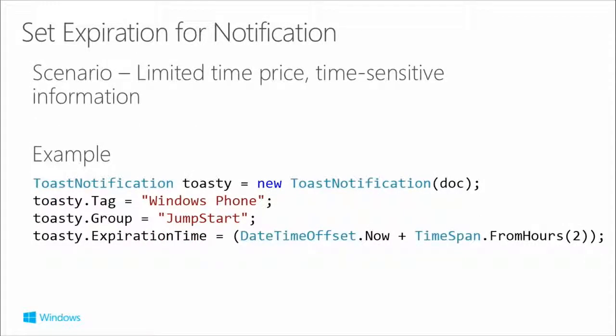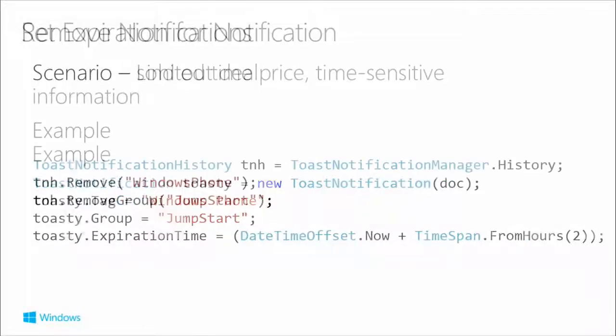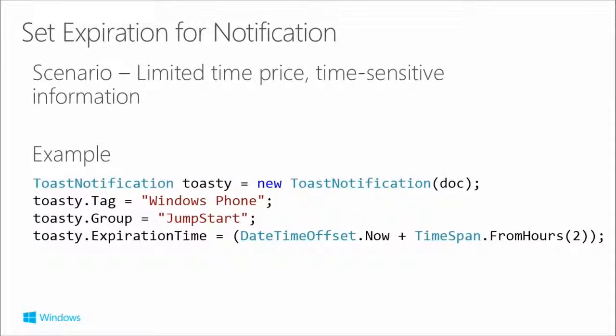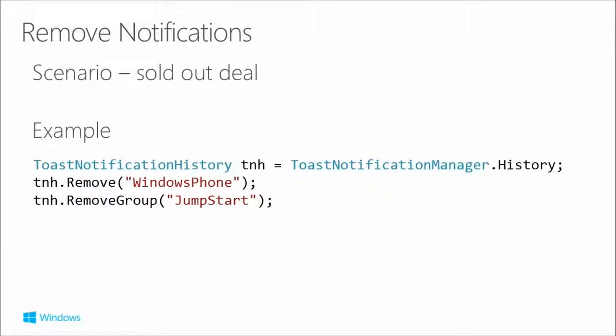Setting an expiration: a scenario here is maybe there's a limited time price on an item or some sort of time sensitive information. You can set an expiration date on those notifications, and when it hits the expiration date, it'll automatically be taken out of the Action Center. You can also remove those notifications. The scenario here is maybe there's a sold out deal and it's just not relevant anymore.